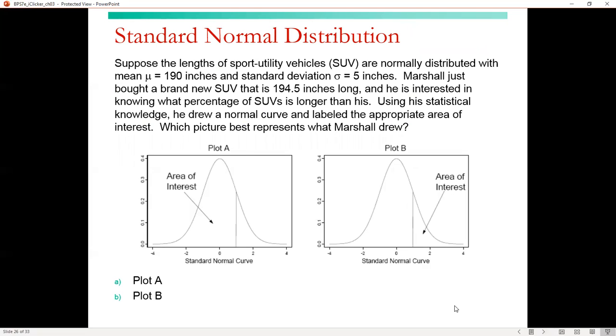Plot B represents what Marshall drew because Marshall is looking for the amount of observations longer than his own observation of 194.5. So we point to the area under the curve that is to the right or greater than his observed value.